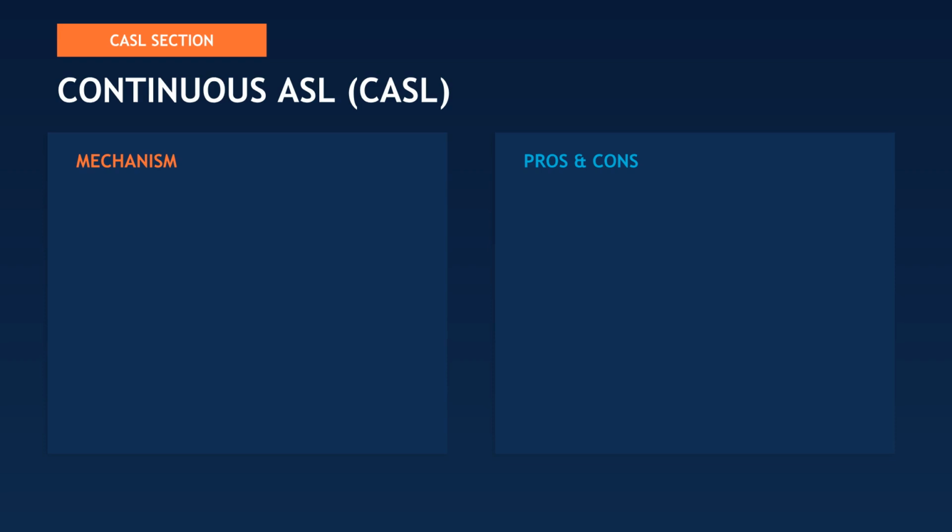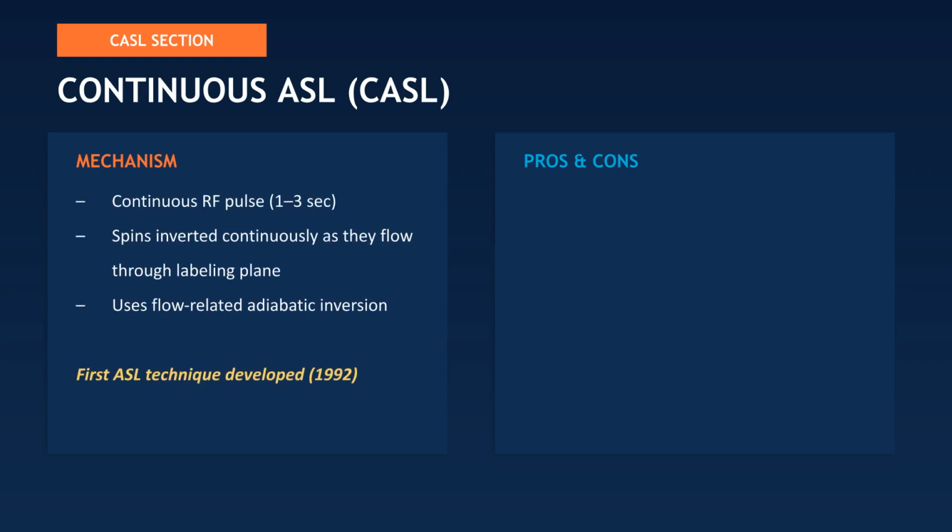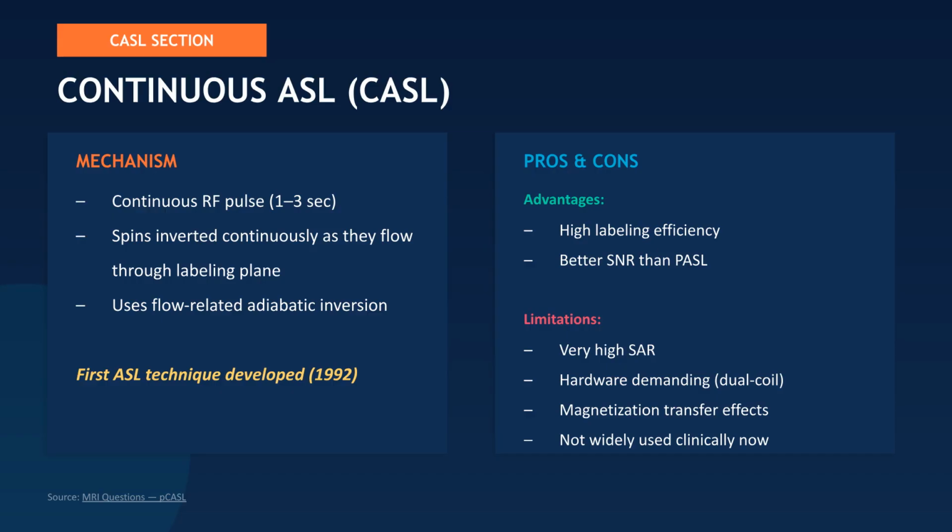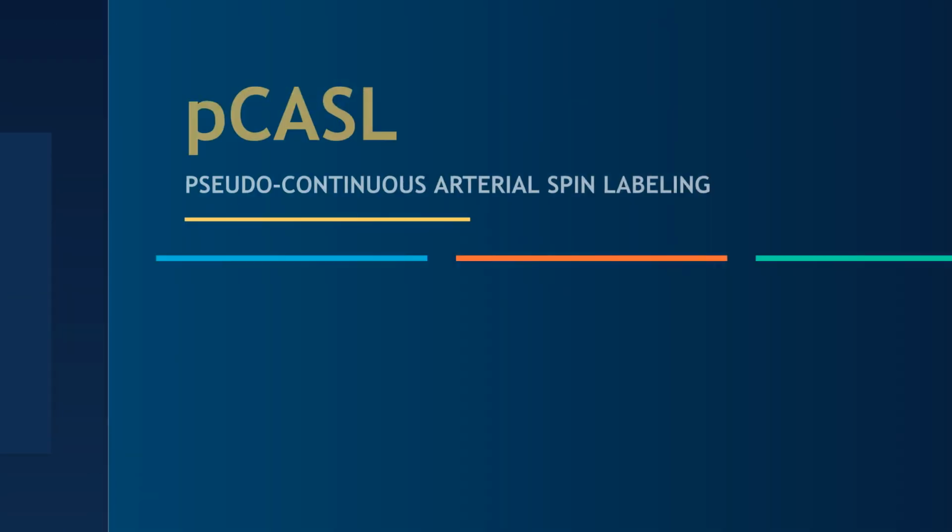Continuous ASL, or CASL, uses a continuous RF pulse for labeling. It offers high labeling efficiency and better SNR than PASL. However, it suffers from very high SAR and demanding hardware requirements, making it less common clinically.